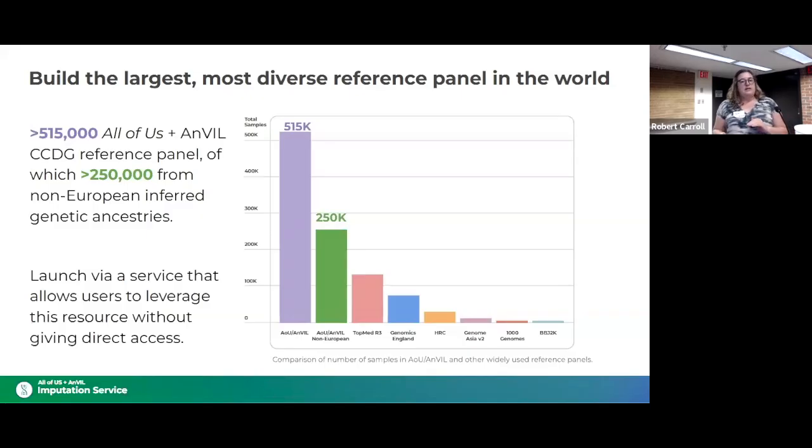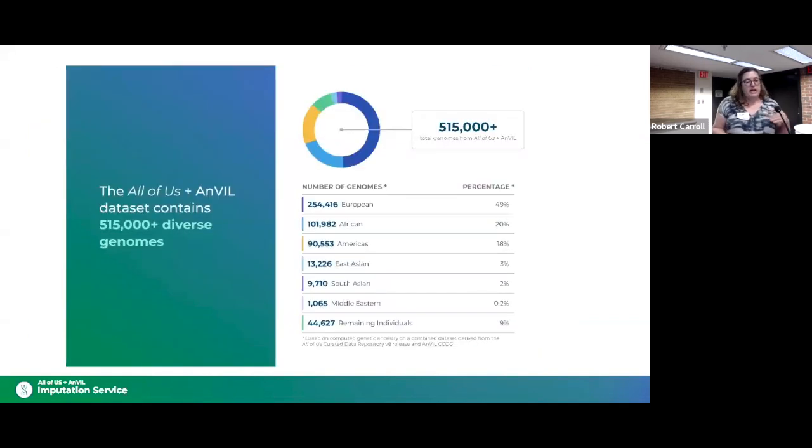In the bar charts, you can see the total size of our reference panel in purple, and then green is just non-European ancestries, and then after that are all of the other imputation panels available in the field. So we're launching a service that allows researchers to leverage this resource without giving direct access to the panel itself, and that's to protect the privacy of those individuals that contributed their data. This is a deeper dive into what the panel looks like. You can see the different ancestries that are available in the reference panel.